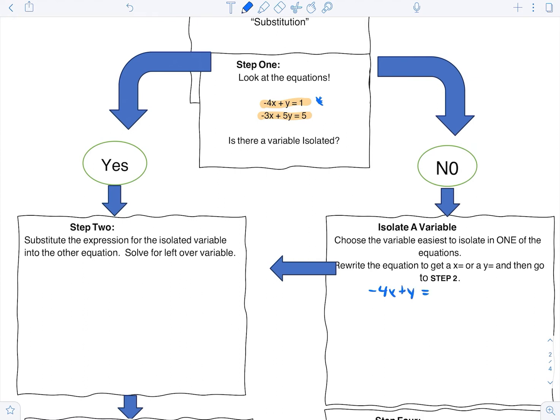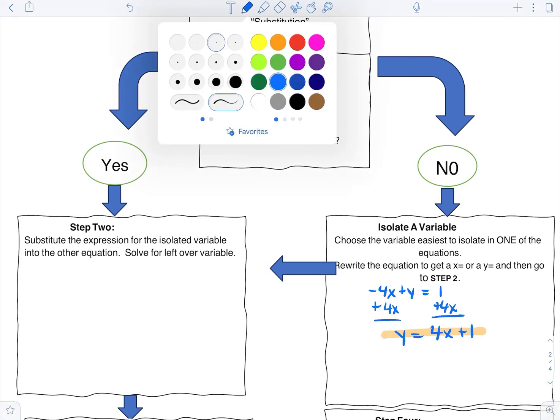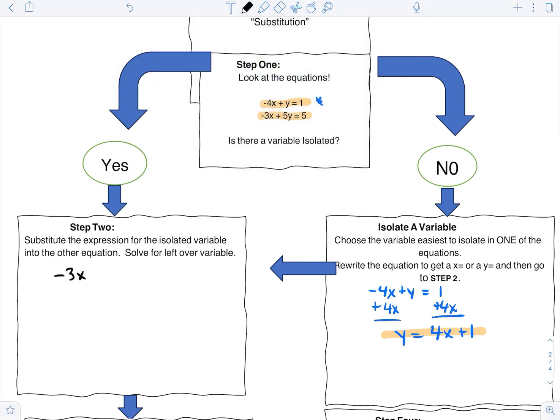So we're going to isolate the y in this equation. So negative 4x plus y equals 1. We're going to isolate y by adding 4x to each side. So y equals 4x plus 1. All right, now that we've gone ahead and solved for y, we are now going to substitute that y into the other equation, which is negative 3x plus 5y equals 5.